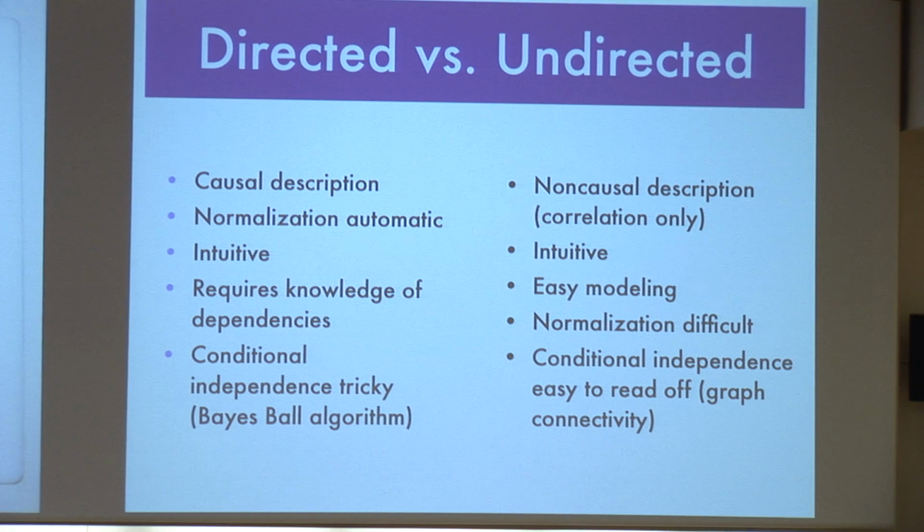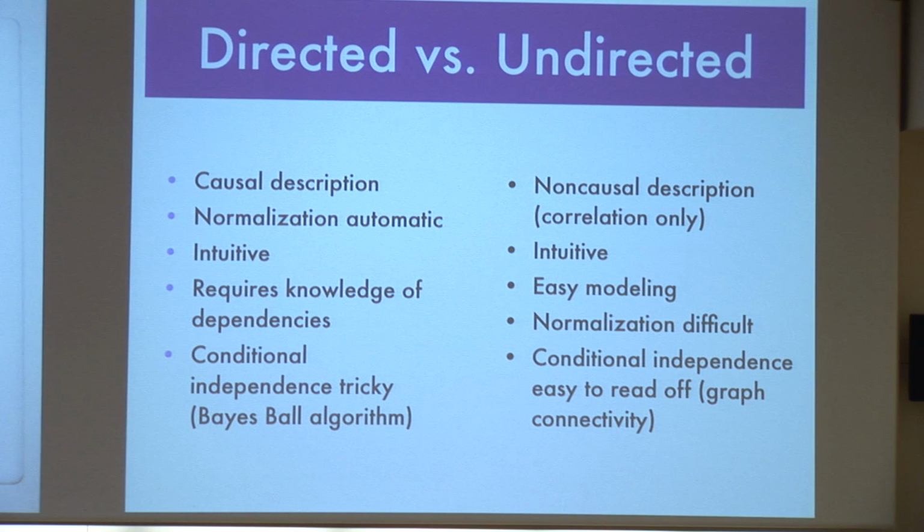Okay, let's just go through the various attributes. In the directed graphical model, causal description is easy because I can just say, this guy influences that guy, and it goes in this direction, no other one. The normalization is fairly easy. The model is properly normalized as soon as you write it out. It's really intuitive. But it requires the knowledge of all those dependencies, and getting conditional independence is not always trivial. So you need the Bayes ball algorithm.